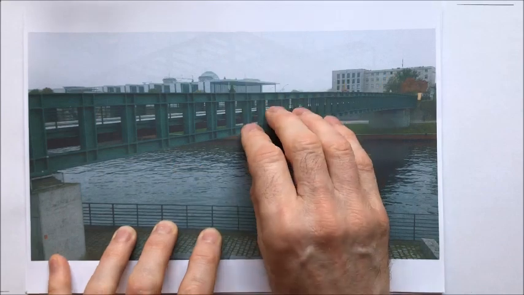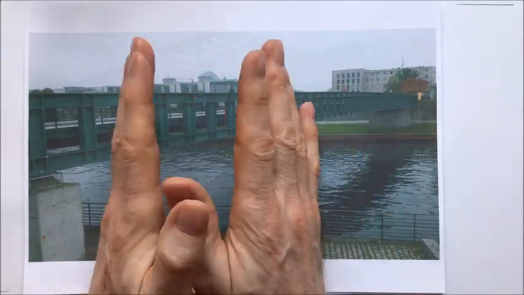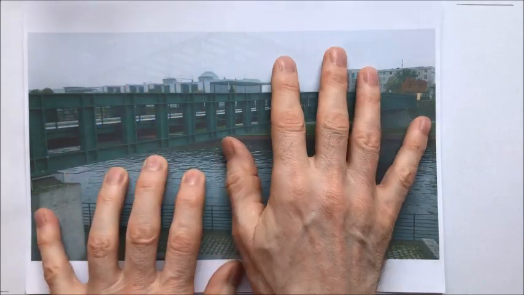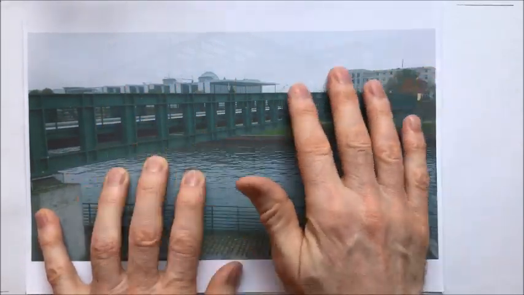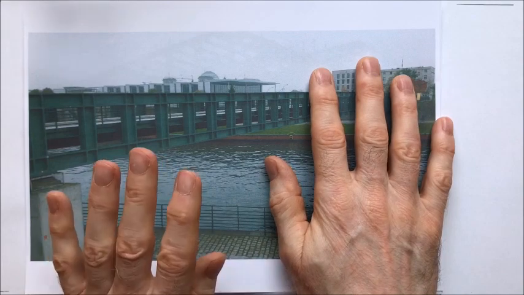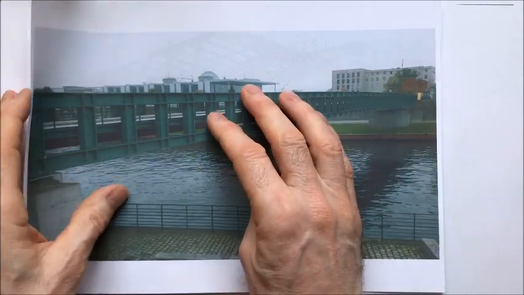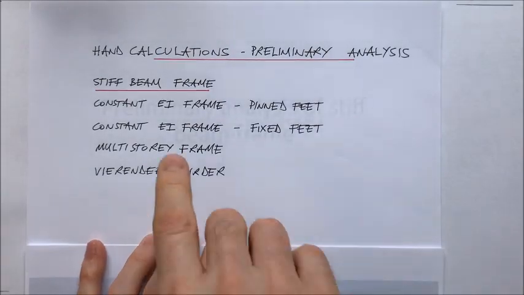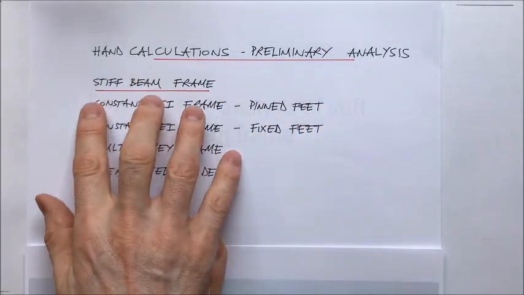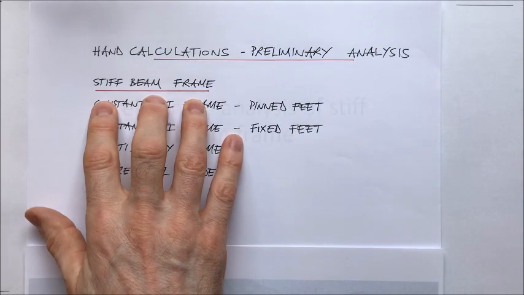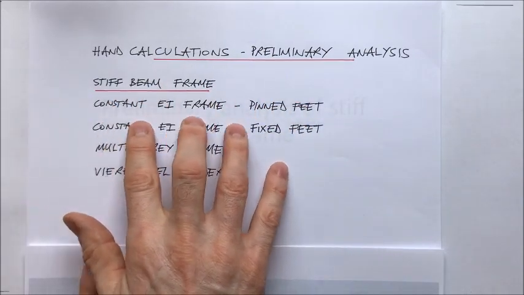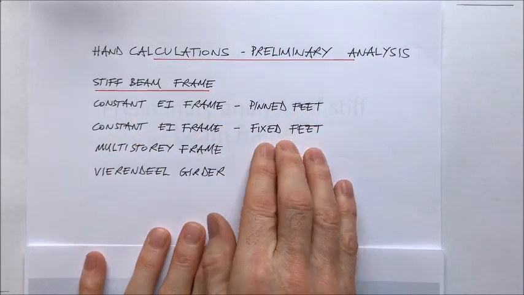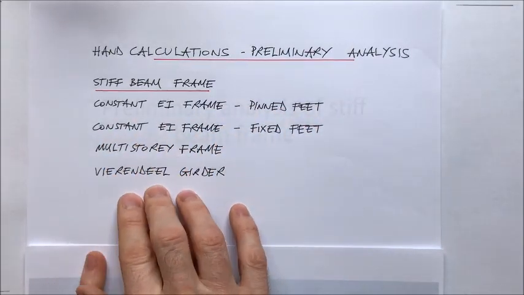This video starts very simply, so please bear with me if the pace is a little fast or a little slow for you. It's difficult to be just right for everyone. There'll be simple examples in each video and we'll move step by step. In fact, here are the steps that we'll run through. These are the hand calcs. This video is about a stiff beam frame, but in the future we will cover frames with a constant EI with pinned feet and then with fixed feet, and then we'll look at a multi-storey frame and a Vierendeel girder.